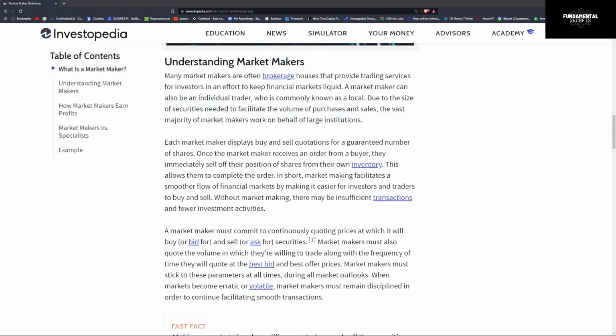All right. A market maker can also be an individual trader, who is commonly known as a local. Due to the size of securities needed to facilitate the volume of purchases and sales, the vast majority of market makers work on behalf of large institutions.